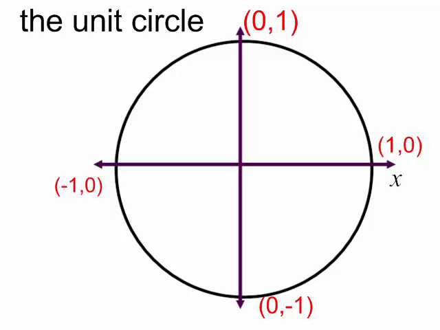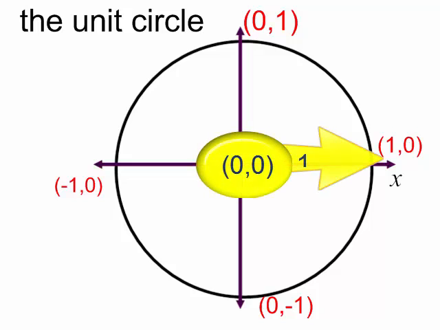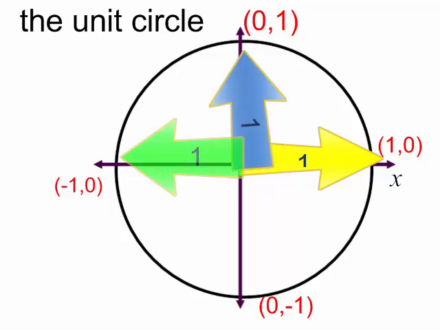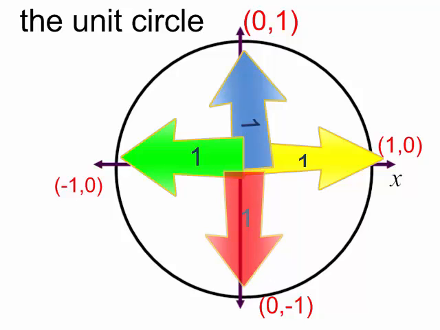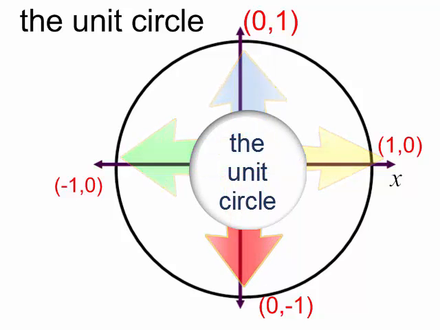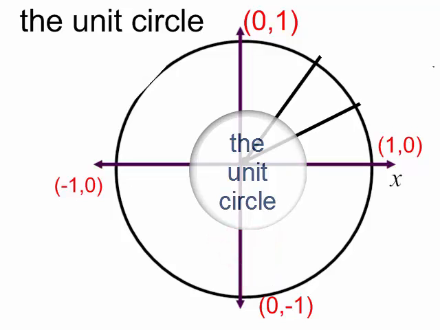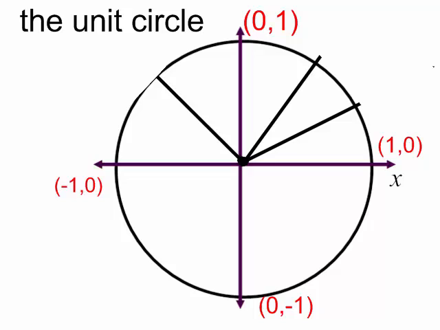And of course, this is 1 unit. So from my origin, the point (0, 0), this is the point (1, 0), and this is the point (0, 1), (-1, 0), and (0, -1). Now, in a circle, you know that we have lots of radii, and all of these are 1.